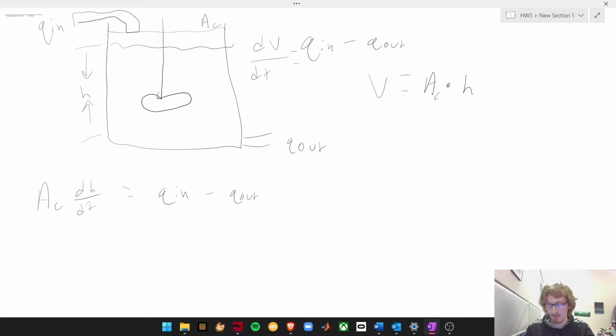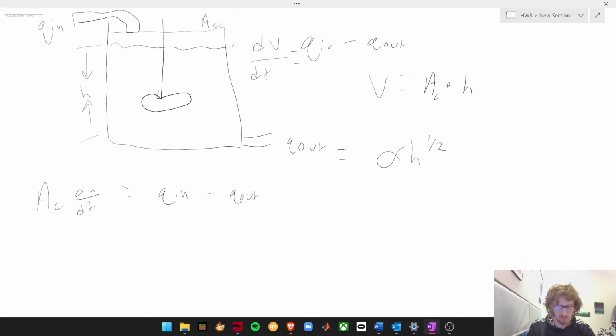certain rate, and that certain rate is going to be proportional to the square root of height. And for now, we don't know the proportion, so we're going to be calling it alpha for now. That's a terrible alpha. I'm really bad at drawing alphas. That's better. So now we can rewrite our equation.